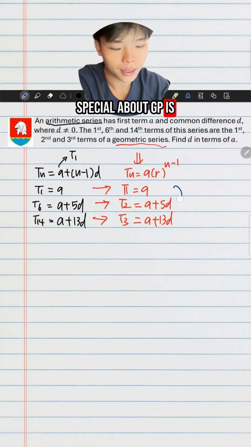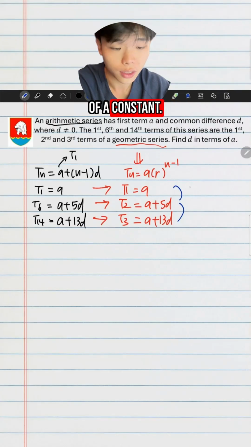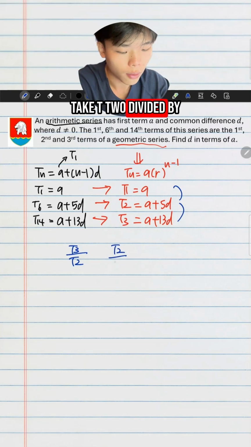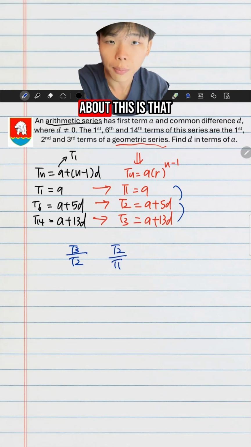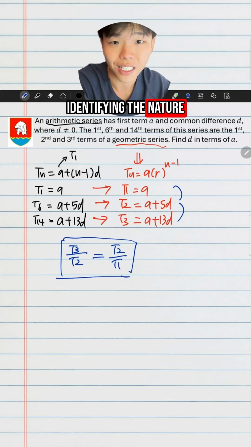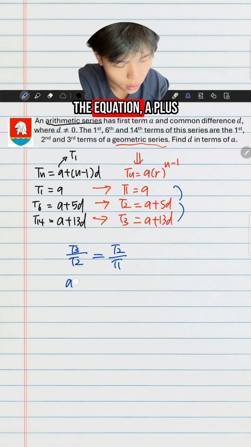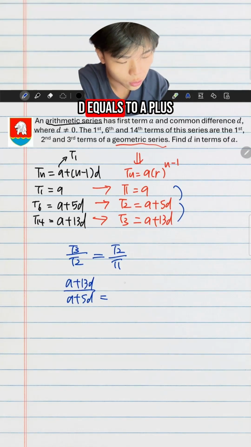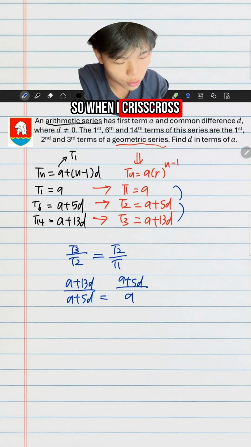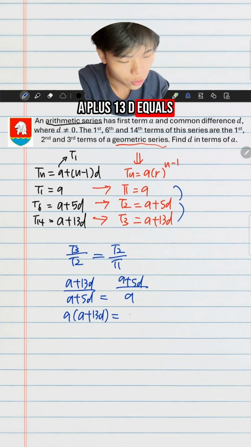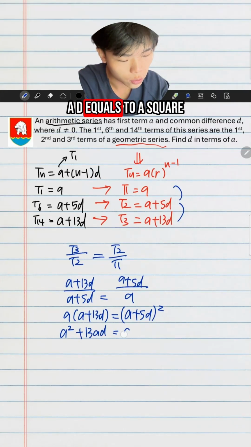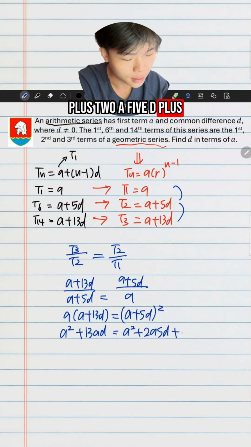Now, what's so special about a GP is that each successive term has a constant ratio. That means if I take T3 divided by T2, I will get a constant, and likewise, when I take T2 divided by T1, I will also get the same constant. And the beautiful thing is that these two constants are exactly the same. So over here, we are able to form an equation just by identifying the nature of how a GP works. When I sub this in, (a plus 13d) over (a plus 5d) equals (a plus 5d) over a. From here, I can crisscross multiply and make d the subject. So I get a times (a plus 13d) equals (a plus 5d) squared. Expanding this, I get a squared plus 13ad equals a squared plus 2a(5d) plus 25d squared.